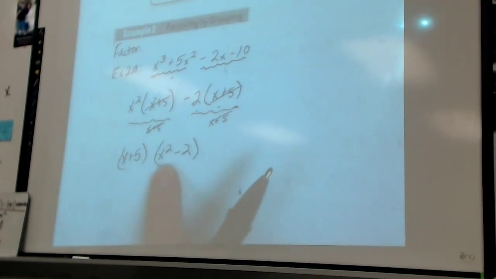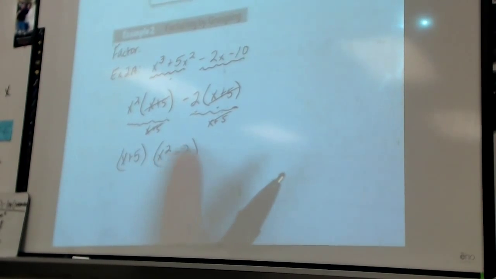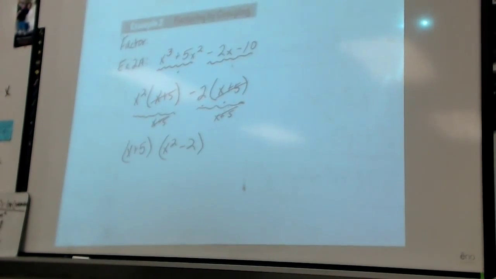Now, x plus 5, I know cannot be factored anymore. But what about x squared minus 2? How many terms does it have? 2, and I see a squared, so I need to check and see. Maybe it's a difference of squares. Is it? X squared is a perfect square, but what about 2? Is it a perfect square? No. So we're done.